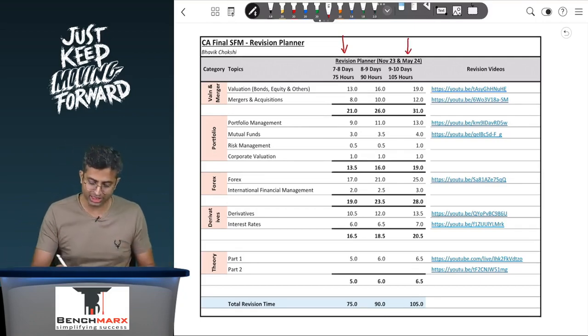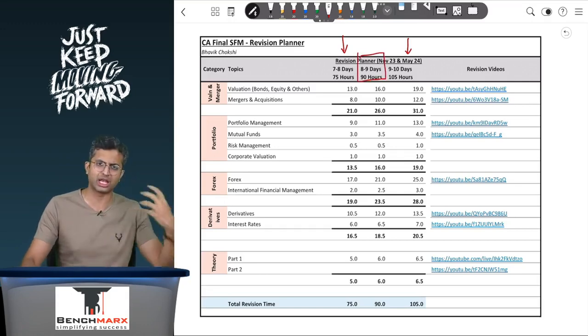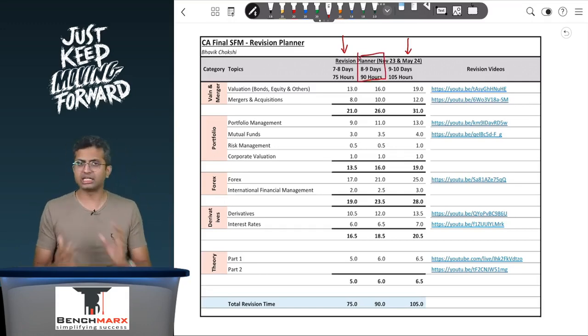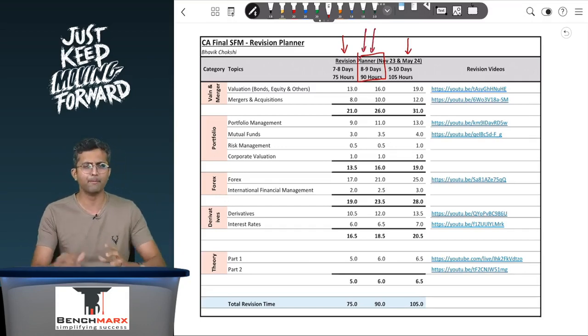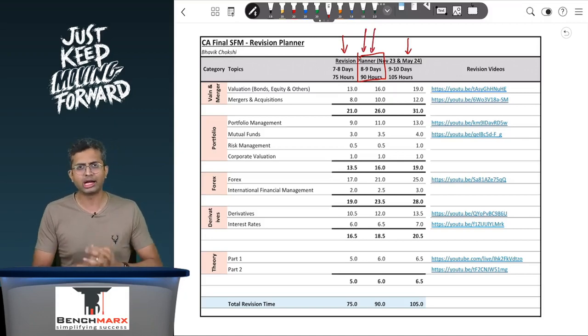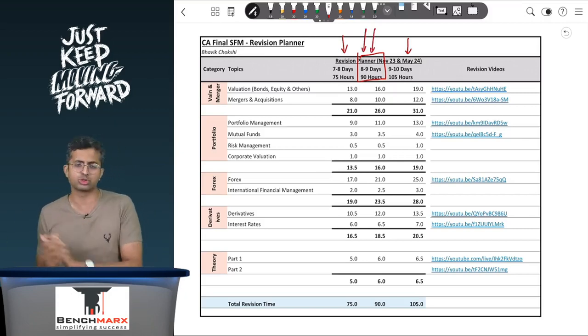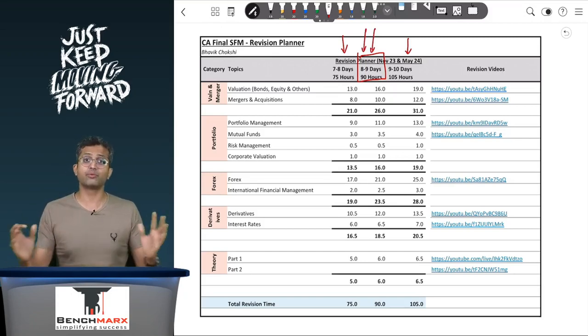You can complete your SFM, and the apt plan again would be to complete this in around 8 to 9 days, which is around 90 hours. So I will focus my discussion currently on this middle plan, which is ideally the plan you should stick to. 90 hours, close to 8 to 9 effective days will be the target for your SFM.